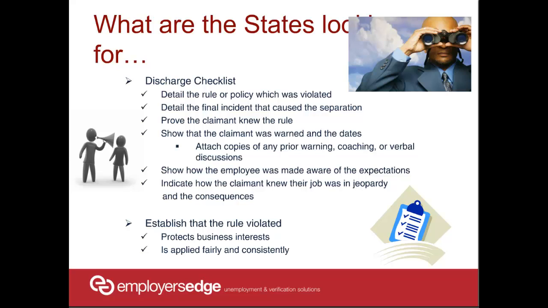If you discharge without the opportunity to improve, you better be prepared to tell unemployment why you did that. What was the harm in not giving them that opportunity to improve? How was the claimant made aware of the expectations? Did you offer to retrain them? Indicate how the claimant knew their job was in jeopardy. So there's three parts to a warning, right? The violation, the expected action and how to improve, and the consequences.